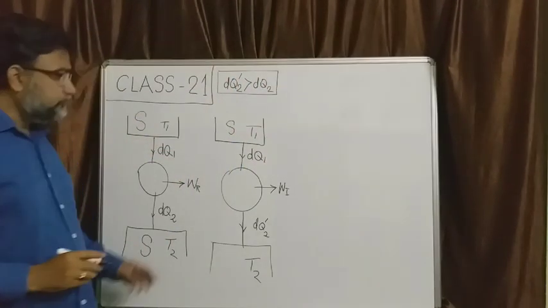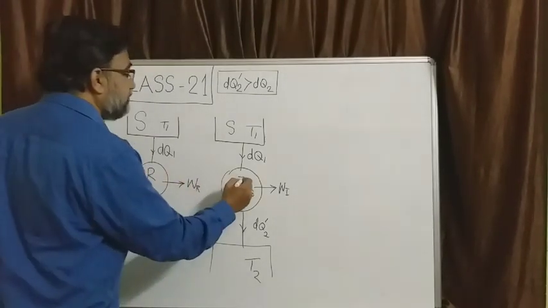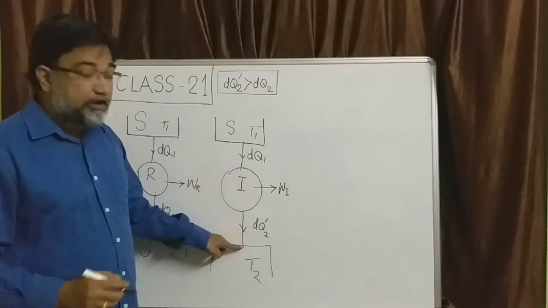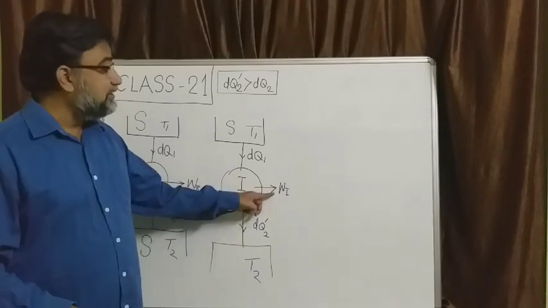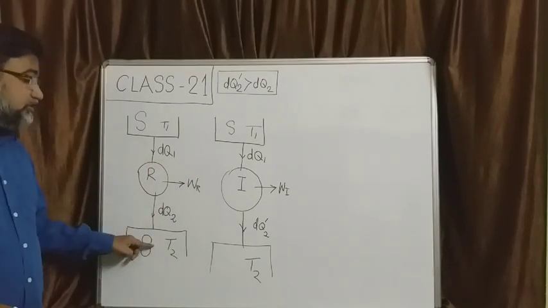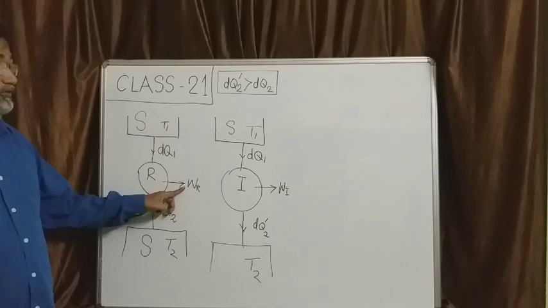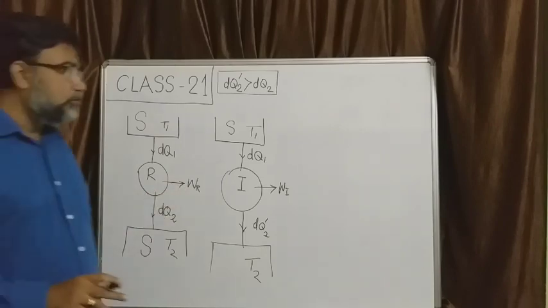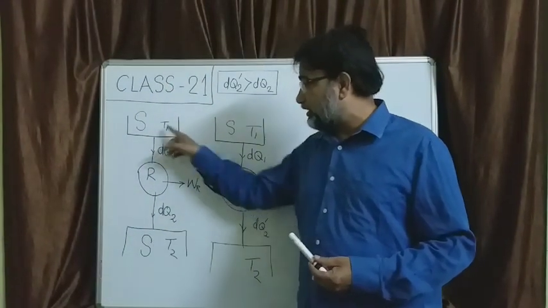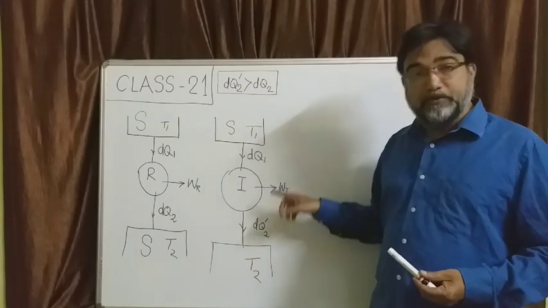That means this is a reversible engine, and this is an irreversible engine. In an irreversible or real engine, more heat is lost to the sink, so less work is developed. Here, comparatively less heat is rejected to the sink, so more work is developed. Clear? This engine works on the basis of a reversible cycle, and this one on the basis of an irreversible cycle.